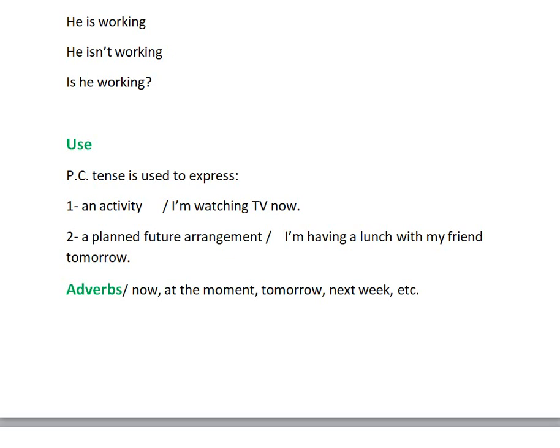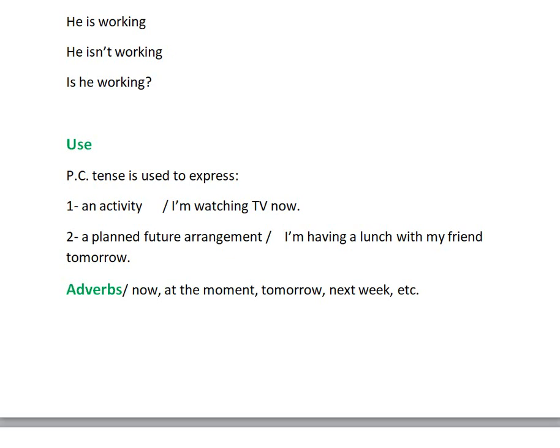That means an activity you are doing at the present time. For example, you can't speak to Lisa. She's having a bath. We can use it also for a temporary activity. For example, he's working as a waiter during the holidays.